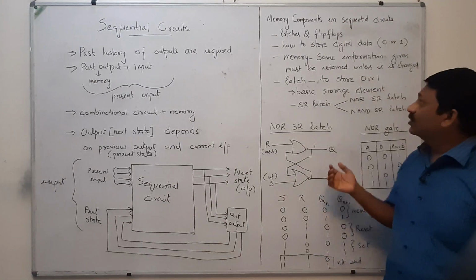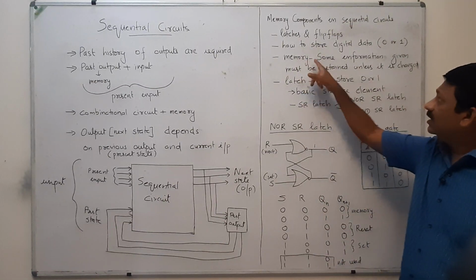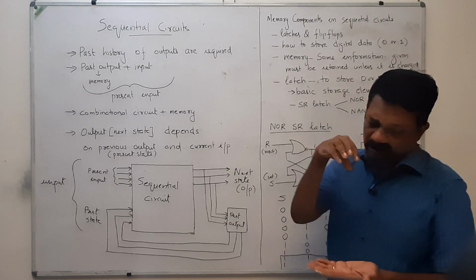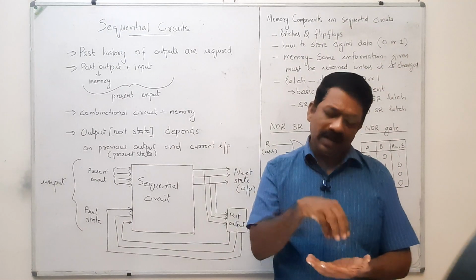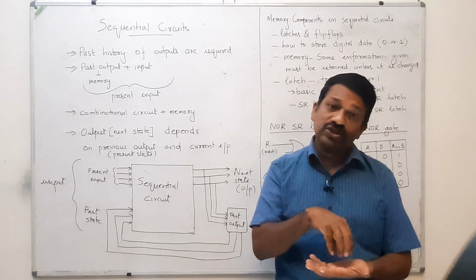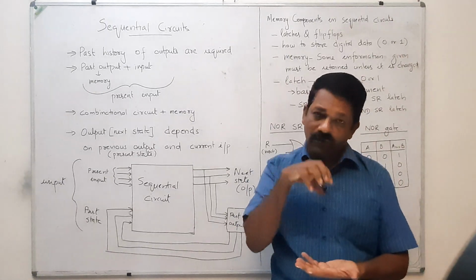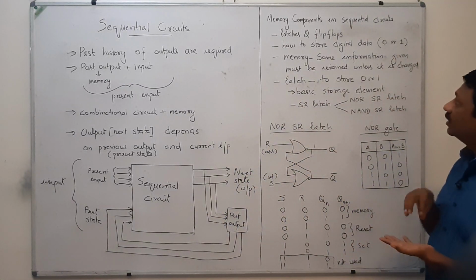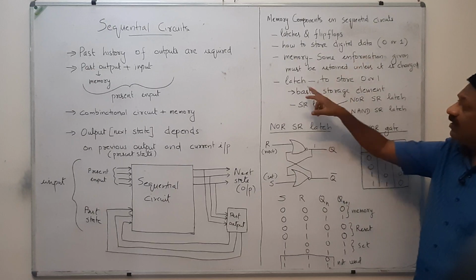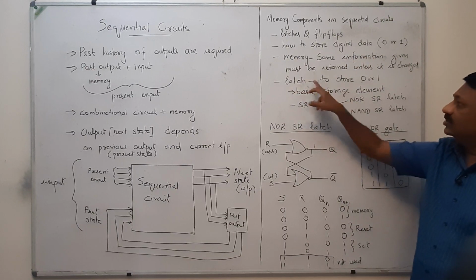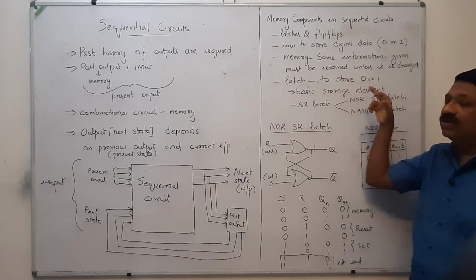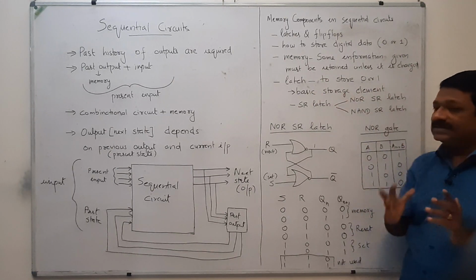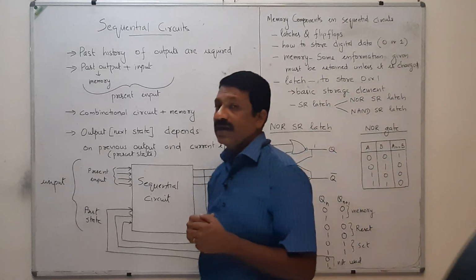transistors and all. So if you are going for memory, some information given must be retained unless it is changed. That means you are storing a bit somewhere, and unless it is changed, it should be there. For that, you need some mechanism or some circuit for the implementation of that. For that, we are using a latch. To store 0 or 1, you need a latch. That we are going to discuss. The latch is the basic storage element.